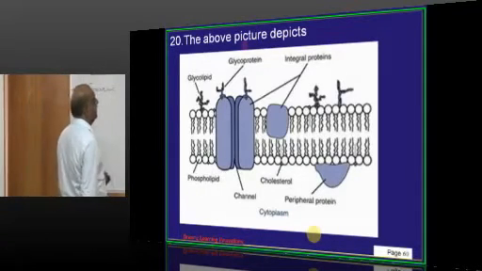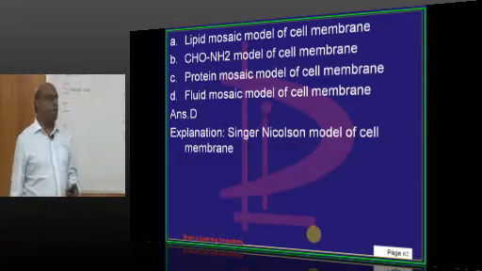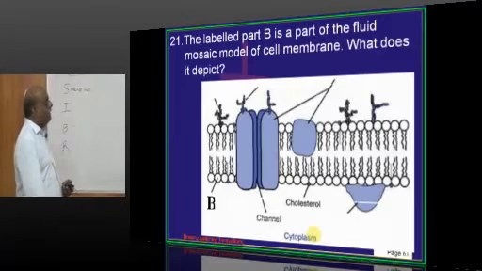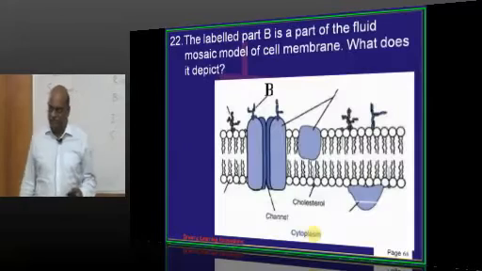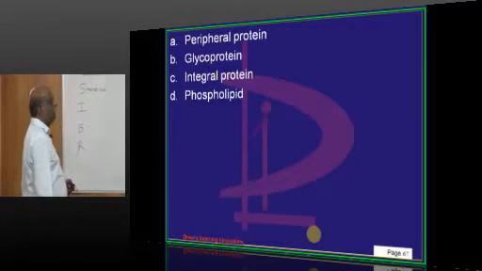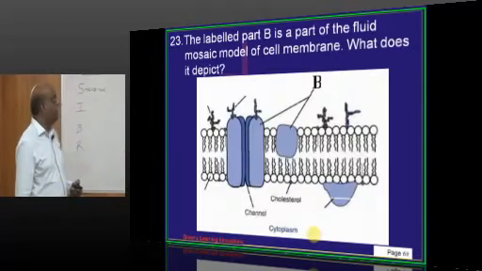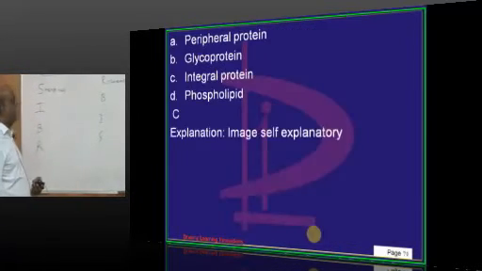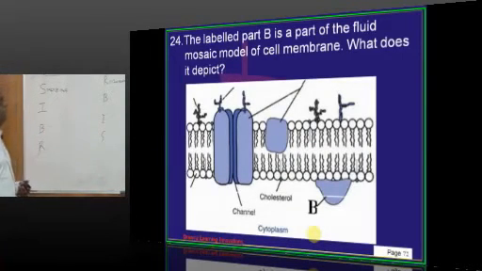And in this picture, what are the various structures which are labeled? This is Singer-Nicholson's model, which is called the fluid mosaic model of cell membrane. And the part which is labeled A is basically the phospholipid. And the part which is labeled B in this diagram is glycoprotein. And in this, the one labeled C is basically integral protein.